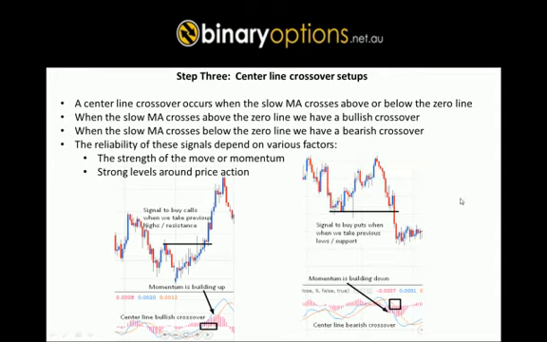Here we have an example of a bearish centerline crossover. The slow moving average crosses below the zero line, momentum has already built up, and when we take this low or this support level, we have a signal to buy puts on this instrument.